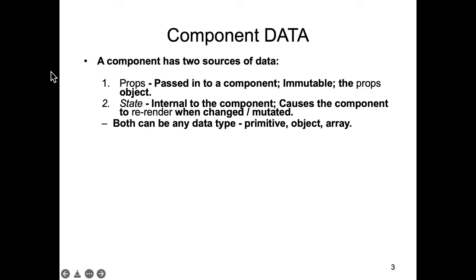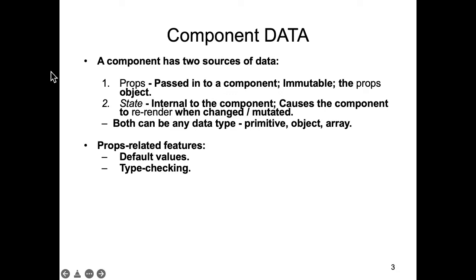Right, so whether it be props or state, you can use any kind of data type for either of them. It could be a primitive, an object, an array. So it's very flexible. But our focus from here on in this lecture is going to be on state. Props are still very important, but we want to look at this notion of state. And it's this state data part of a component that will allow us to make a component dynamic.